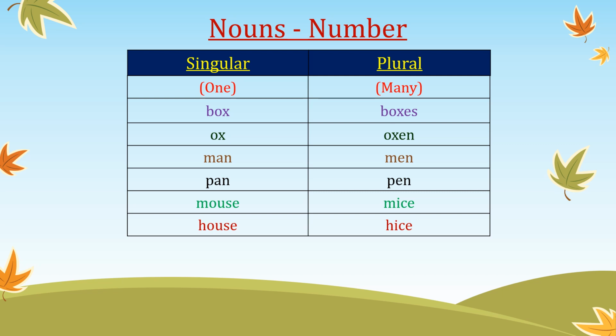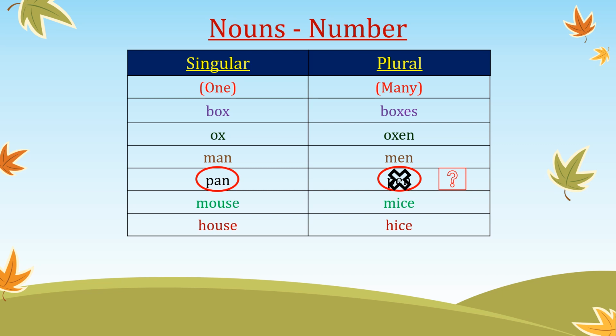So similarly, one pan should be called a pan and many should be called pen. But this is not correct. One pan is a pan, but many are not pen. That is wrong. One pan is a pan and many are pans. But why? We have to learn about it.